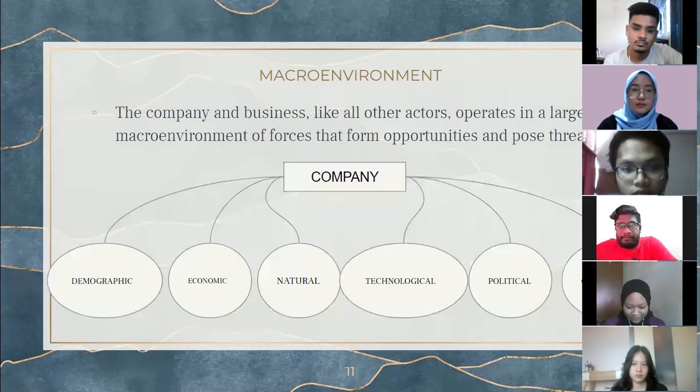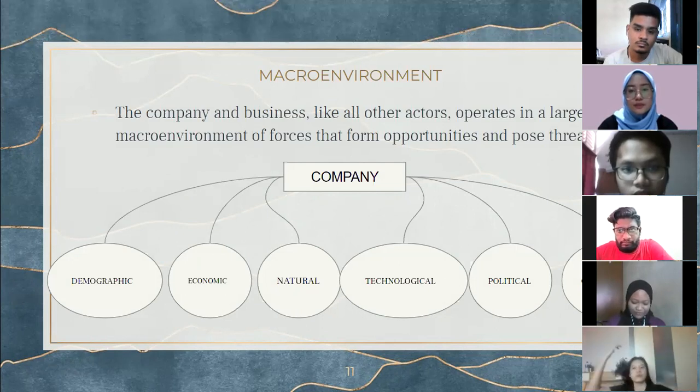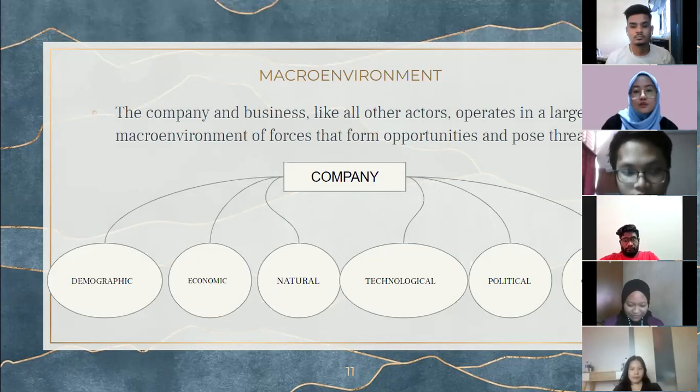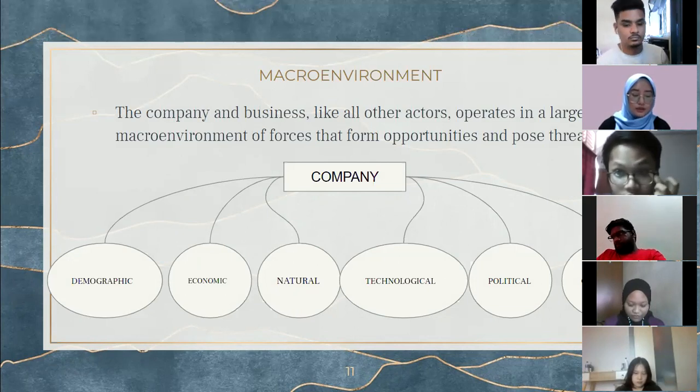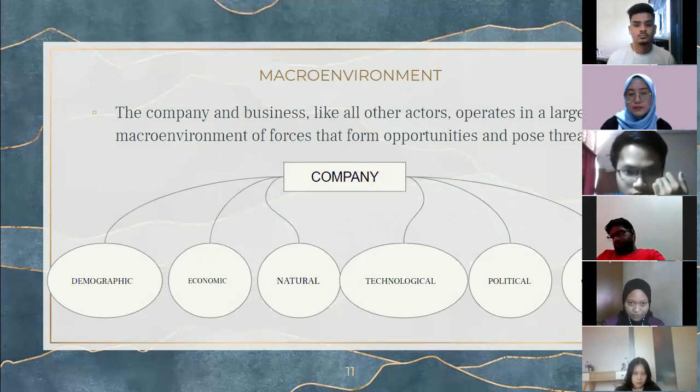In addition to the micro environment, we also have the macro environment. The company and business, like all other actors, operates in a larger macro environment of forces that form opportunities and pose threats. There are several environments in the macro scope, such as demographic, economic, natural, technological, political, and cultural. The elaboration of the micro environment will be explained by the next presenter.